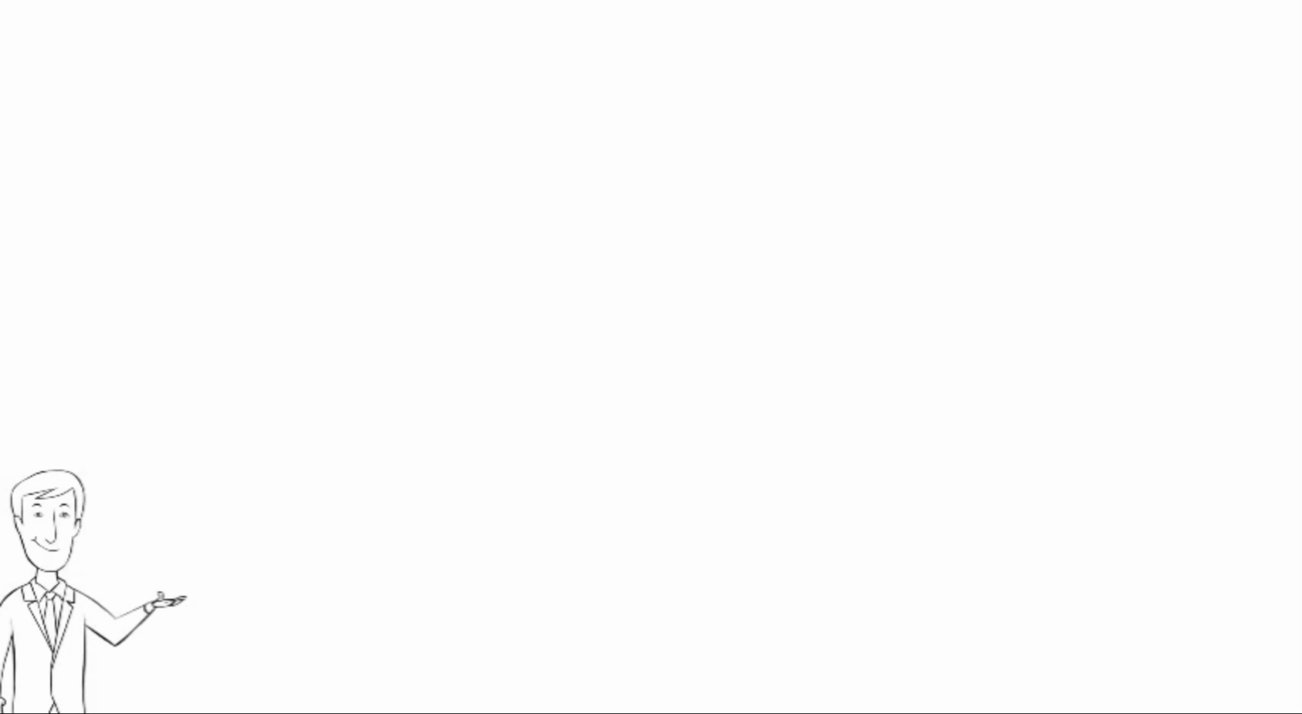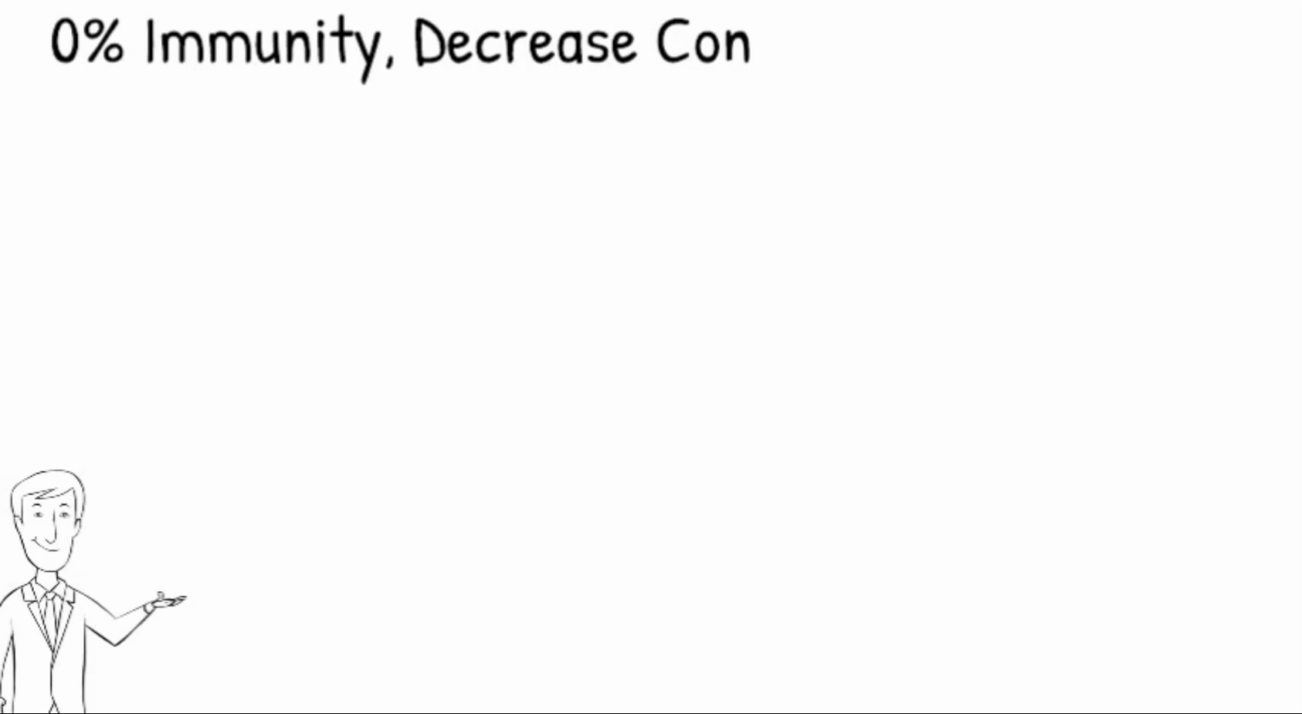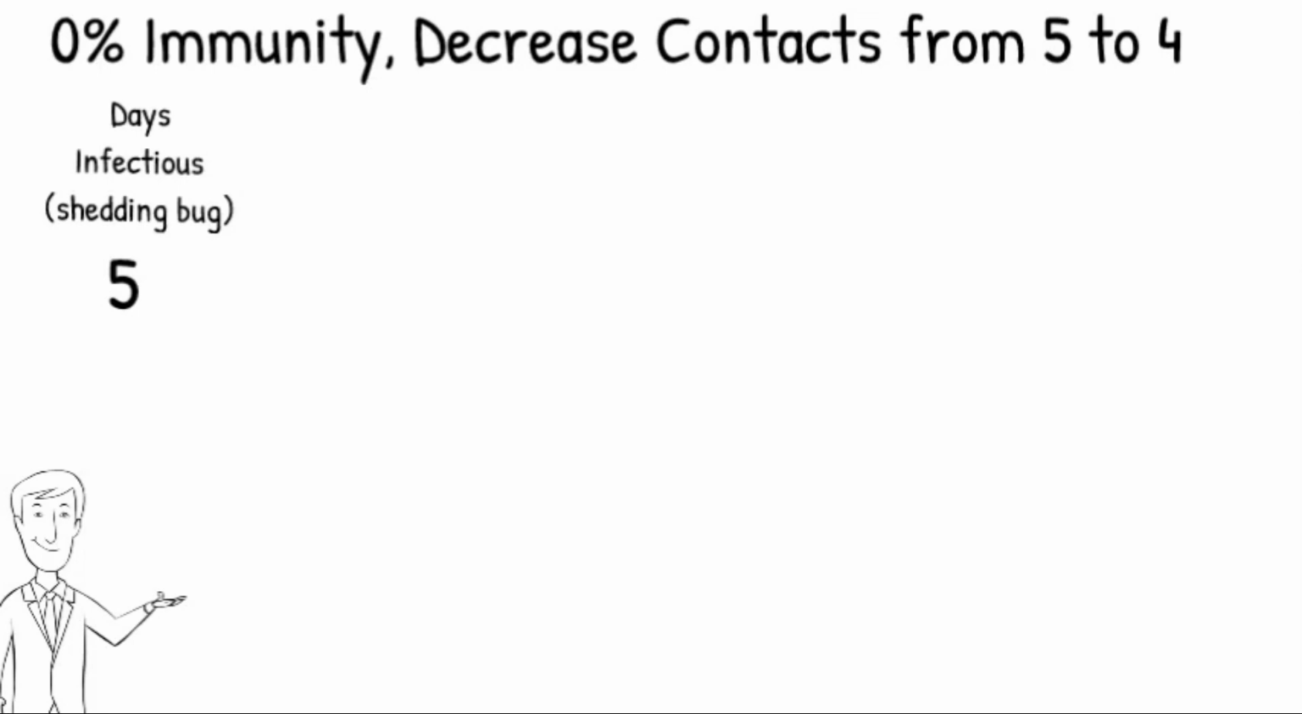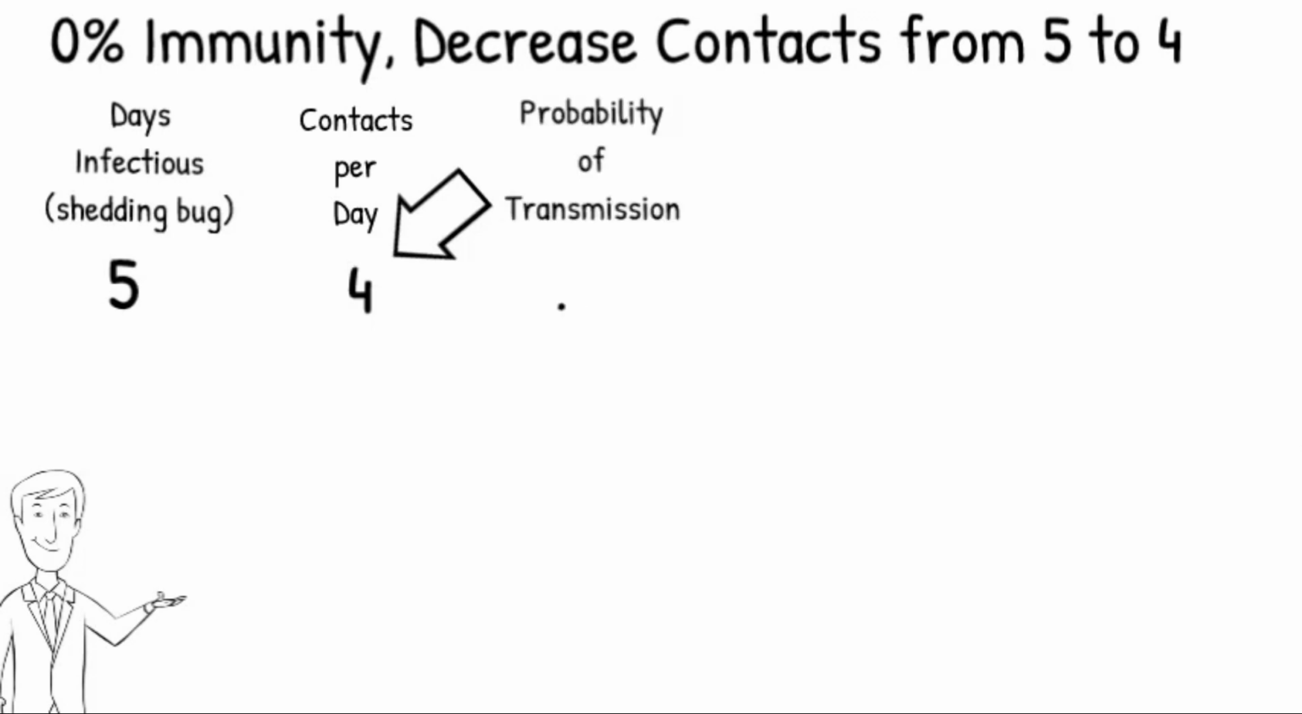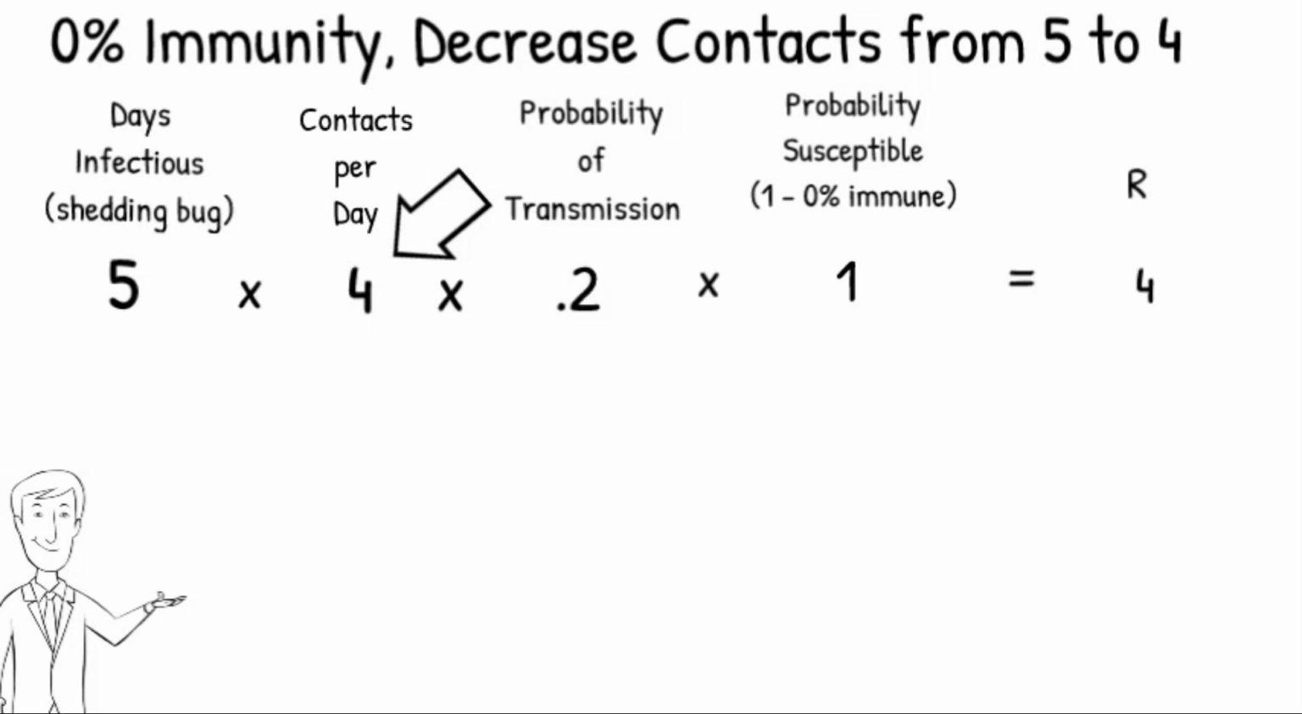Now, let's go back to the beginning of the outbreak, where there was 0 immunity to the new infection. But now, let's decrease the number of contacts from 5 to 4. We'll leave the days infectious at 5 as before, but we'll reduce the contacts per day by 1, from 5 down to 4. And we'll leave the probability of transmission at 20%, where it's been all along. And the probability susceptible is still 100% because 0 are immune to this new bug. And that reduces the R down to 4 from the original 5.